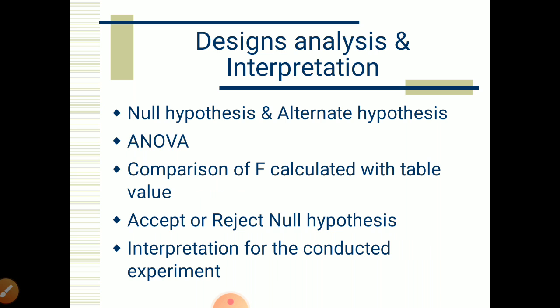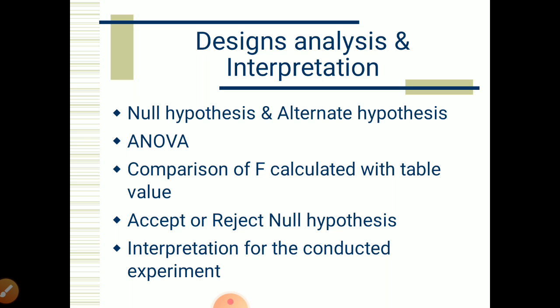What we do in design analysis and interpretation is, as usual in the test of hypothesis, you form the null hypothesis and alternate hypothesis. Null hypothesis, I have told you, is the hypothesis of no difference. To begin with the experiment, you say there is no difference among the breeds with respect to milk production. So I may say there is no difference between milk production potential of Hallikar and Amrut Mahal. That becomes the null hypothesis in the beginning of the experiment. The alternate hypothesis will be that there is a significant difference between milk production of Hallikar and Amrut Mahal.